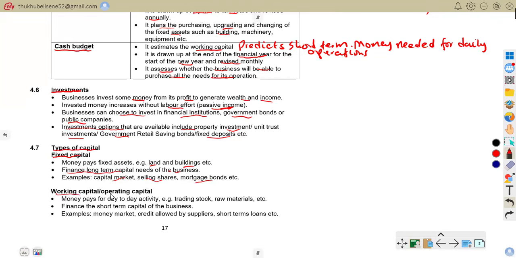But with working capital or operating capital, that is money that pays for day-to-day activity. We're talking of trading stock and the raw materials needed for production to take place. It finances the short-term capital of the business, because fixed capital finances long-term, but working or operating capital finances short-term. Examples are the money market, credit allowed by suppliers, and short-term loans.